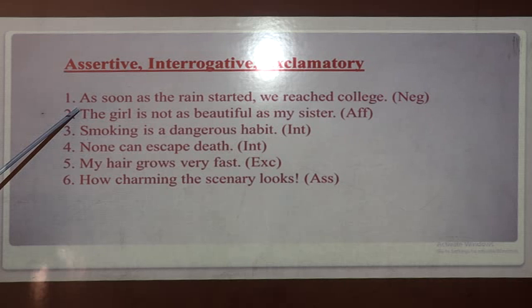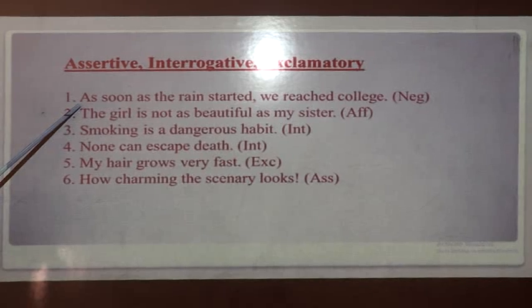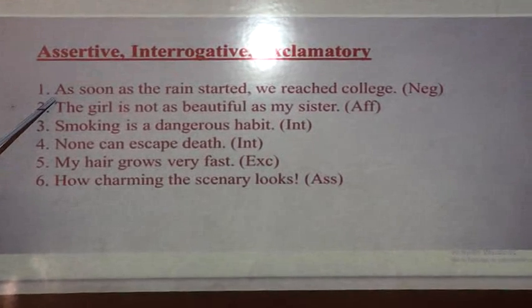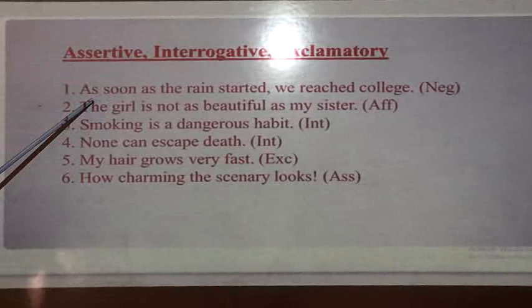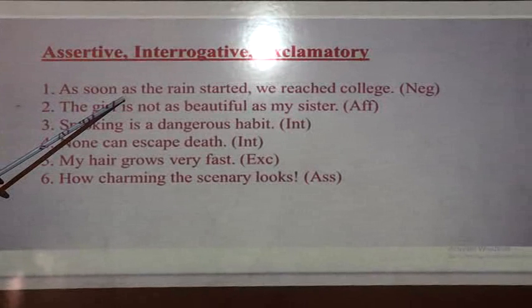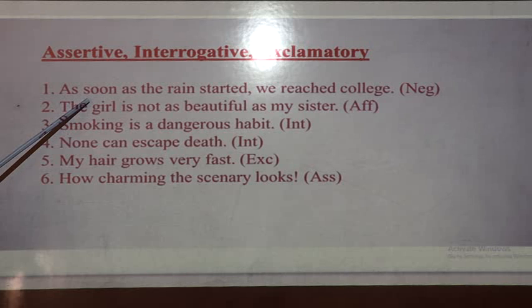It is a complex sentence, assertive sentence, affirmative sentence, and we will have to make this affirmative one into negative one. As soon as the rain started, we reached college. This is assertive sentence. How to make it negative? In this case, there is the use of conjunction as soon as, or connectors. As soon as. If we use no sooner had ... then, in this sentence it will become negative sentence.